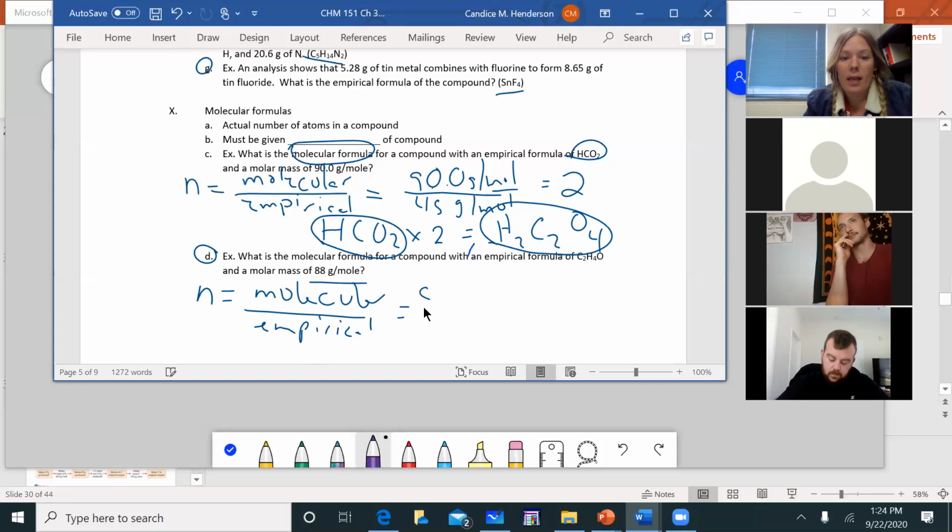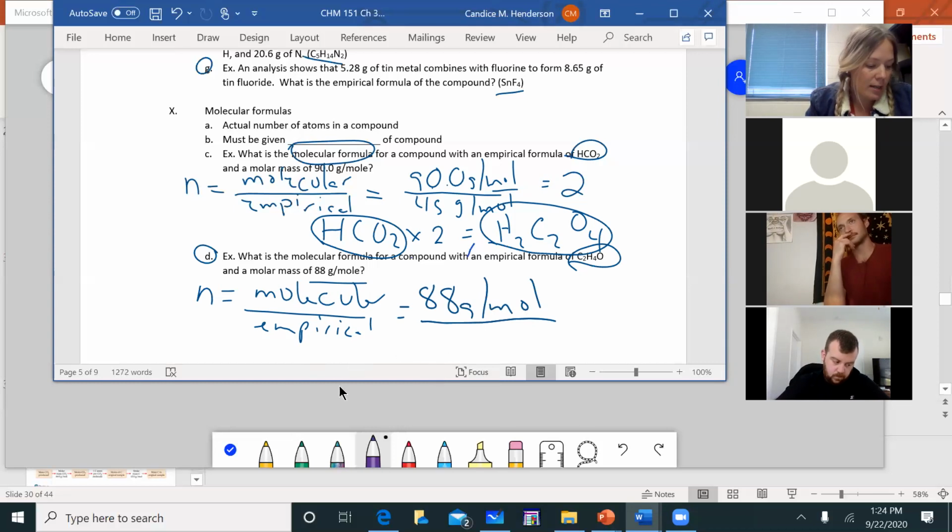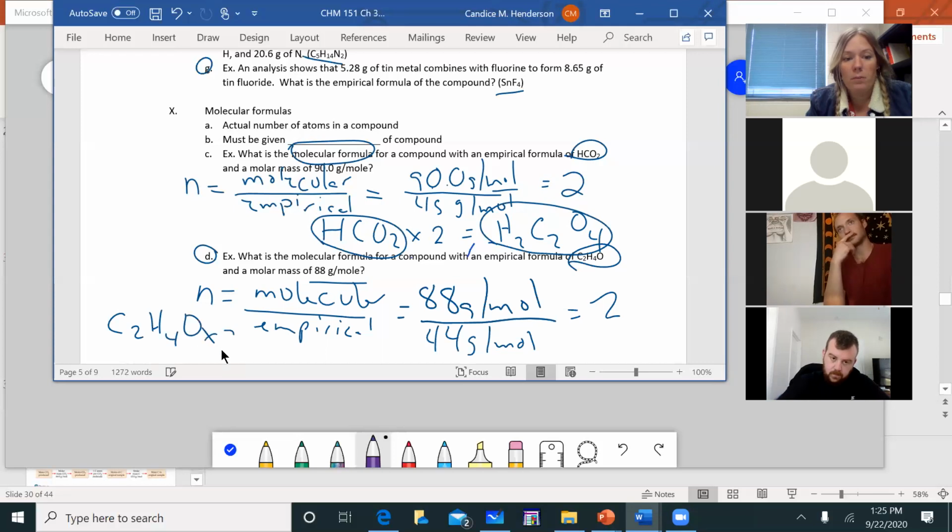Molecular is given, 88 grams per mole. Empirical is needed to be calculated. So 2 carbons plus 4 hydrogens and an oxygen gives us about 44 grams per mole. Again, it's a similar ratio here. It's twice as big. So we plug it in. C2H4O, we're going to multiply this whole thing by 2, which will give us C4H8O2.